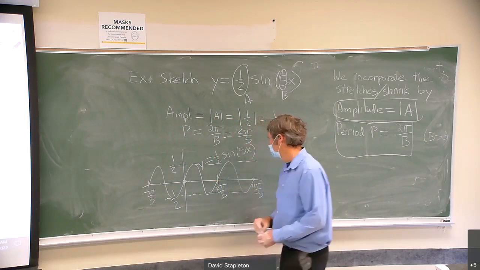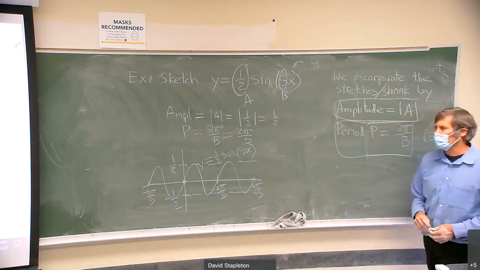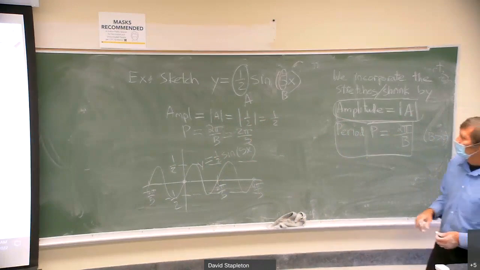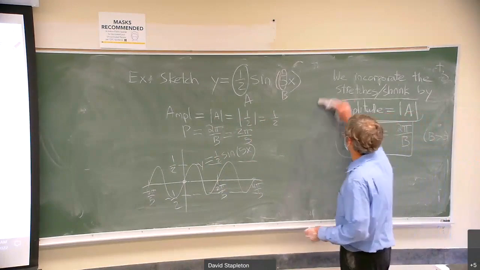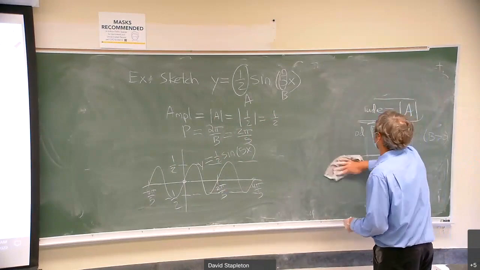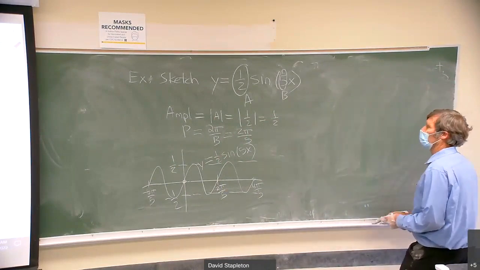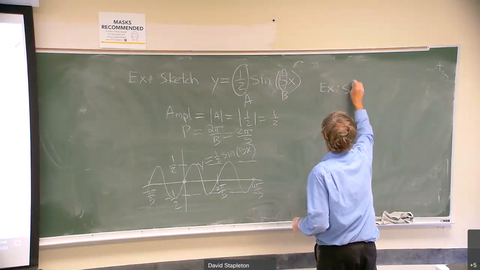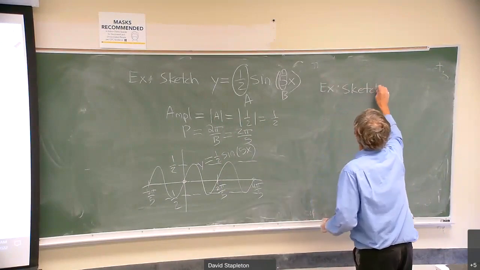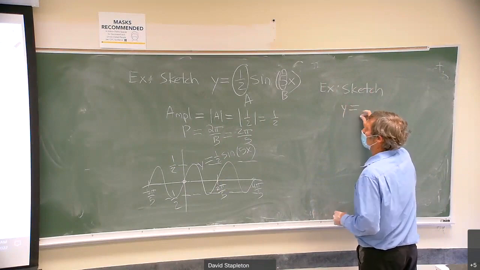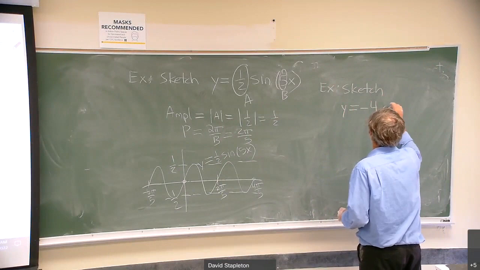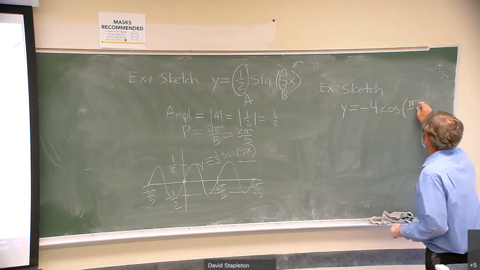How about that? Easy as can be, you just compute the amplitude and period, and it incorporates the vertical stretch and the horizontal stretch. And there can be a flip. That's the last example today. Suppose I want to sketch y equals -4 times the cosine of pi over 6x.